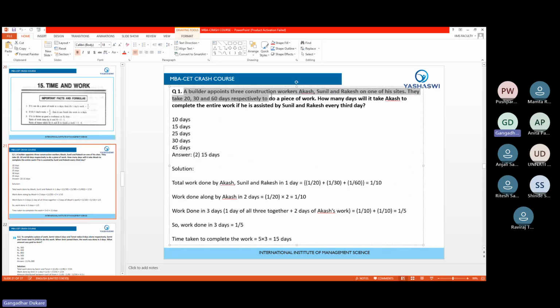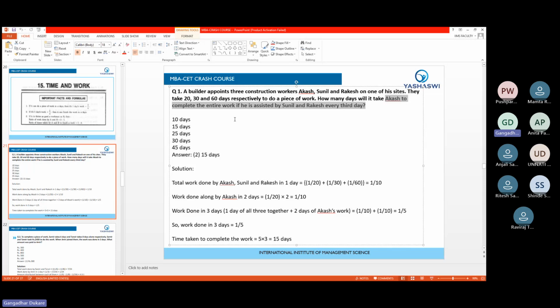A builder appoints 3 construction workers, Akash, Sunil, and Rakesh. They take 20, 30, and 60 days respectively to do a piece of work. How many days will it take? We need to calculate for Akash to complete the entire work if he is assisted by Sunil and Rakesh every third day. The 3 persons are doing the work and they take 20, 30, and 60 days respectively to complete it. That is given as their combination value.